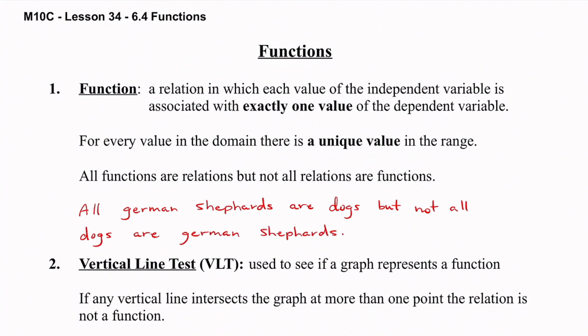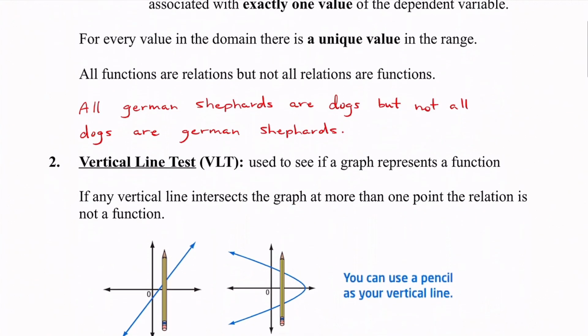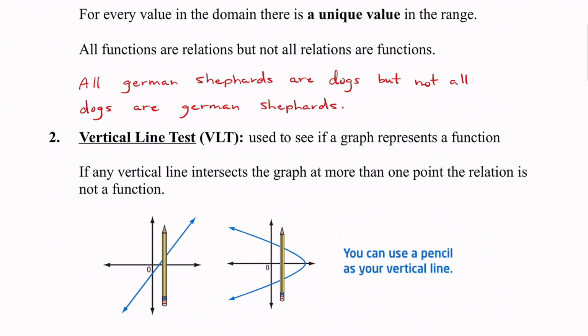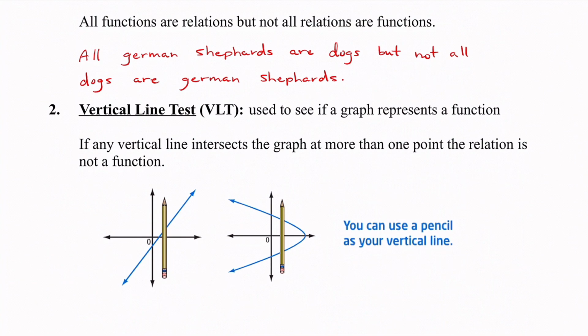So the way that we're going to be able to tell whether something is a function, if it's got this kind of one-to-one property, is going to be the VLT. So it's the vertical line test. We only use it to see if a graph represents a function. So what we do is we take a vertical line.